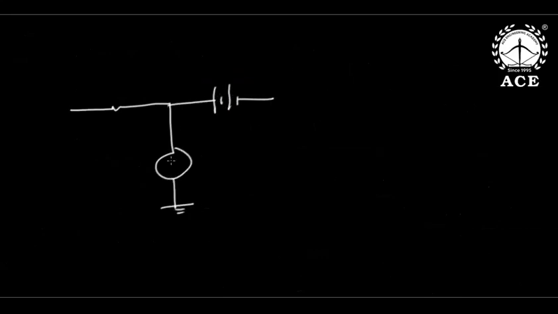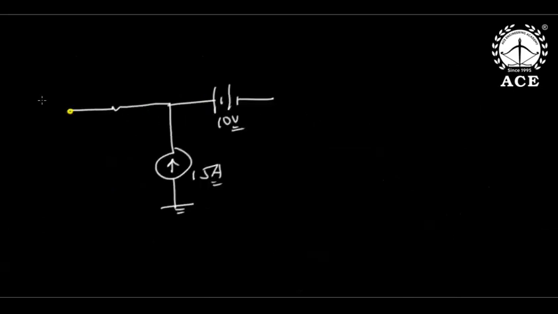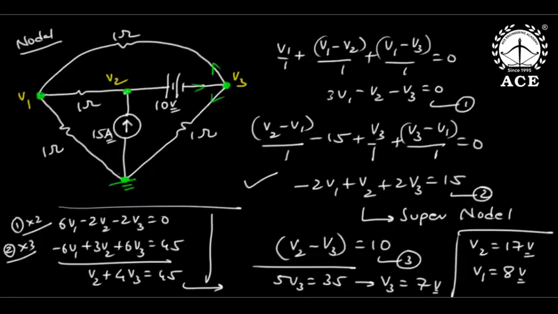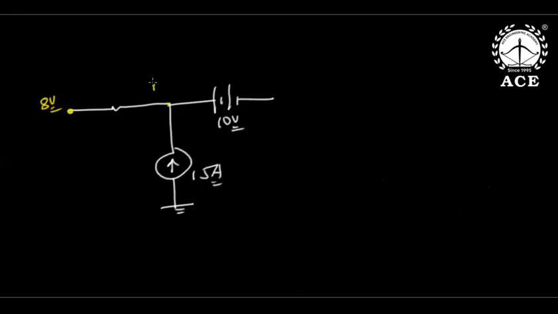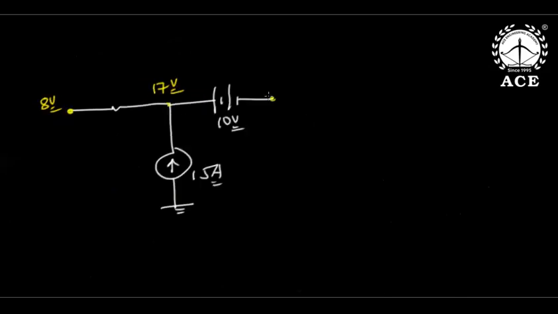Now see carefully. This is how much he gave, 15 amperes. This is 10 volts. Now we got these answers. V1, how much we got? V1 is 8 volts. This is the node voltage with respect to reference. And V2 how much we got? V2 is 17 volts. And finally V3 how much? 7 volts. So V1 is 8 volts, V2 17, V3 7.